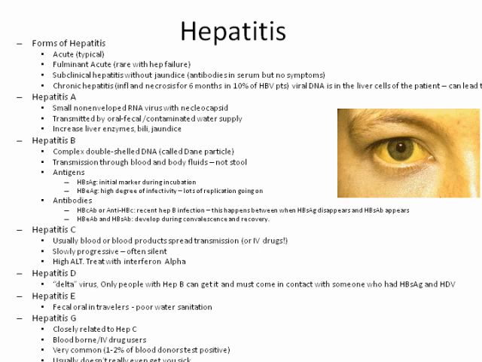Hepatitis D, the virus. It's only people with hepatitis B can get it and must come in contact with someone who's had the hepatitis B surface antigen and the hepatitis D virus. Hepatitis E is common with the fecal-oral route, poor water sanitation, kind of like hepatitis A. Hepatitis G is very close to C. It's very, very common. 1% to 2% of blood donors test for it, but it's not something that we hear about very often.